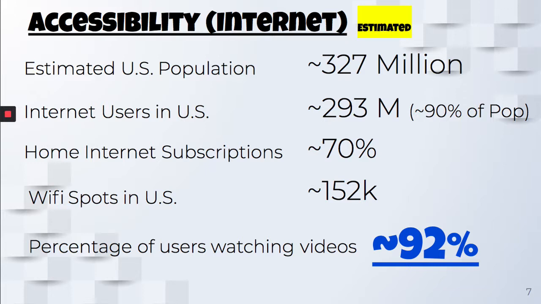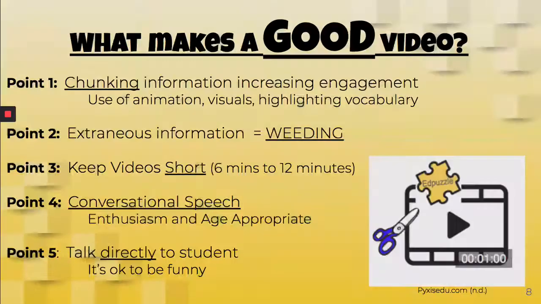But here is why Edpuzzle and videos are important to our youth. Roughly 92% who were surveyed use the internet for video purposes. Roughly 97% of children below the age of 18 access the internet for video purposes. Watching videos is the number one use of the internet, even over social media and online purchases. So what makes a good video?